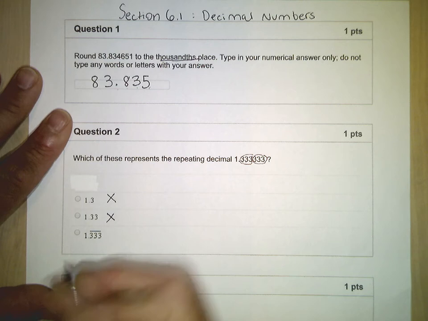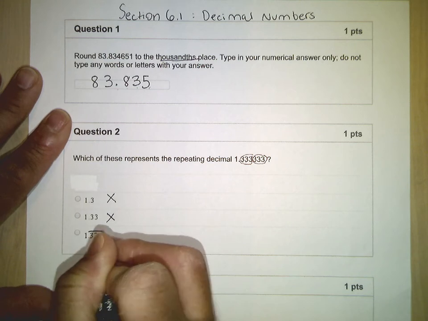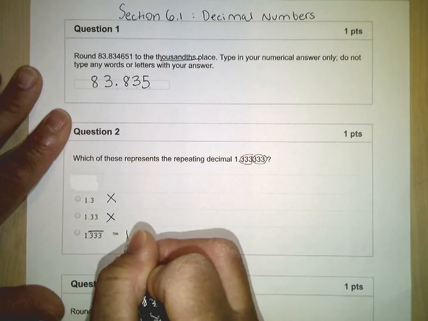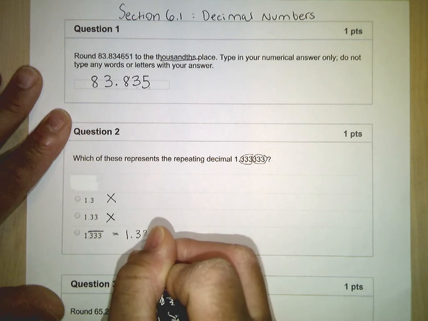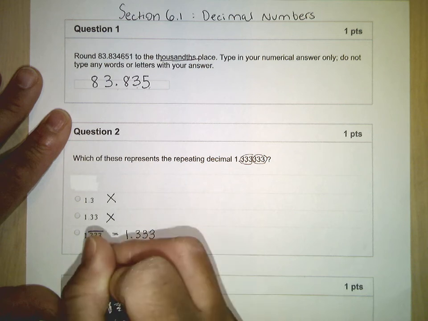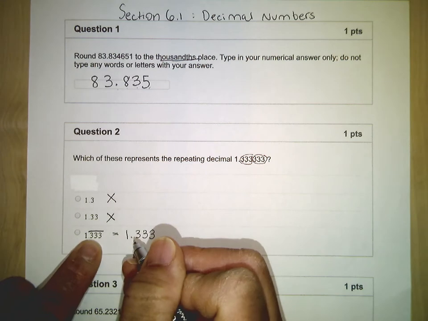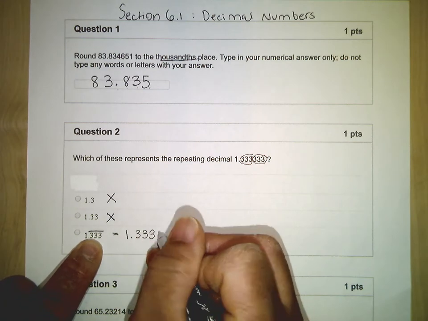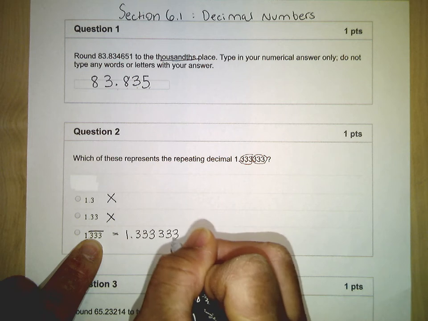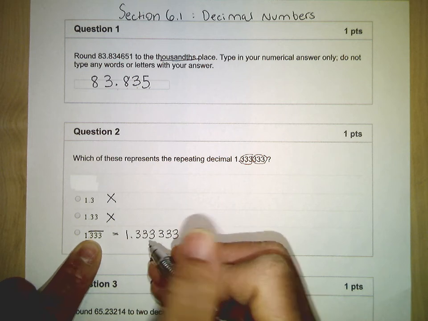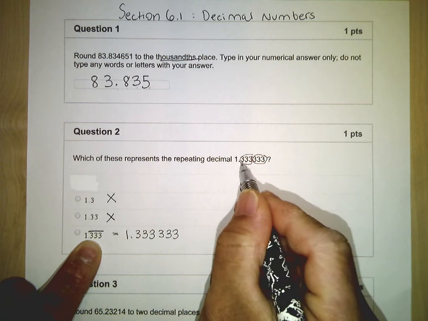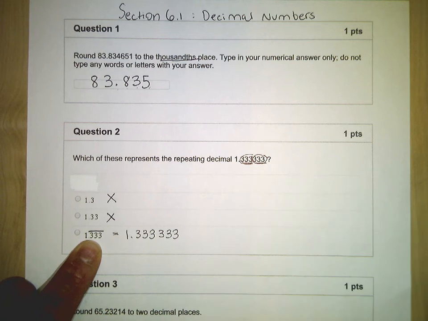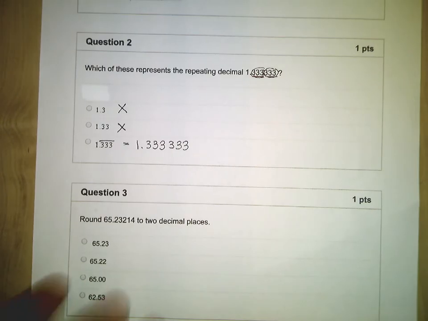All right, but that means it is this choice here. And if I look at this, do you see this little bar over the 3 threes? This means it is 1.333. All right, and then I repeat the digits that are under the bar, so another 333. All right, so then I see that that would be correct.